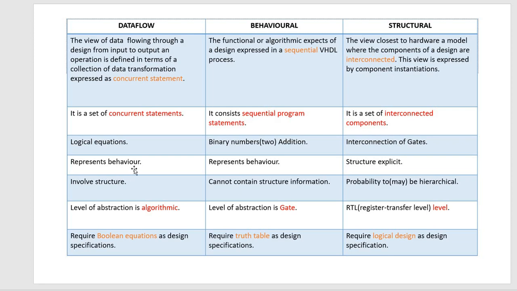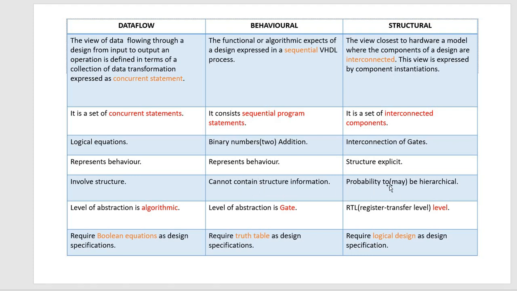Then data flow represents behavior. Behavior also represents behavior, but structural explicitly gives you an idea about the actual structure with the help of the building blocks or components. Data flow involves structure. Behavior cannot contain structure information. Like we can directly write a truth table and directly write a program with some VHDL statements. So it will not be directly telling you any kind of information related to the hardware structure.